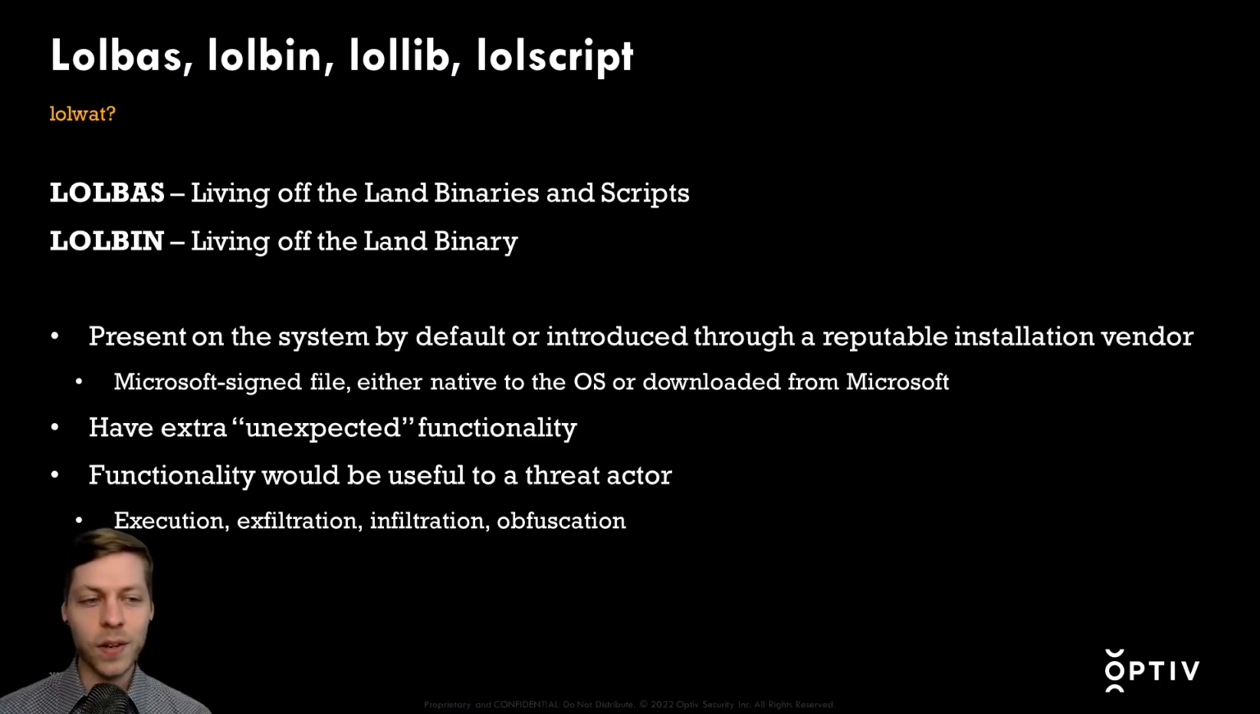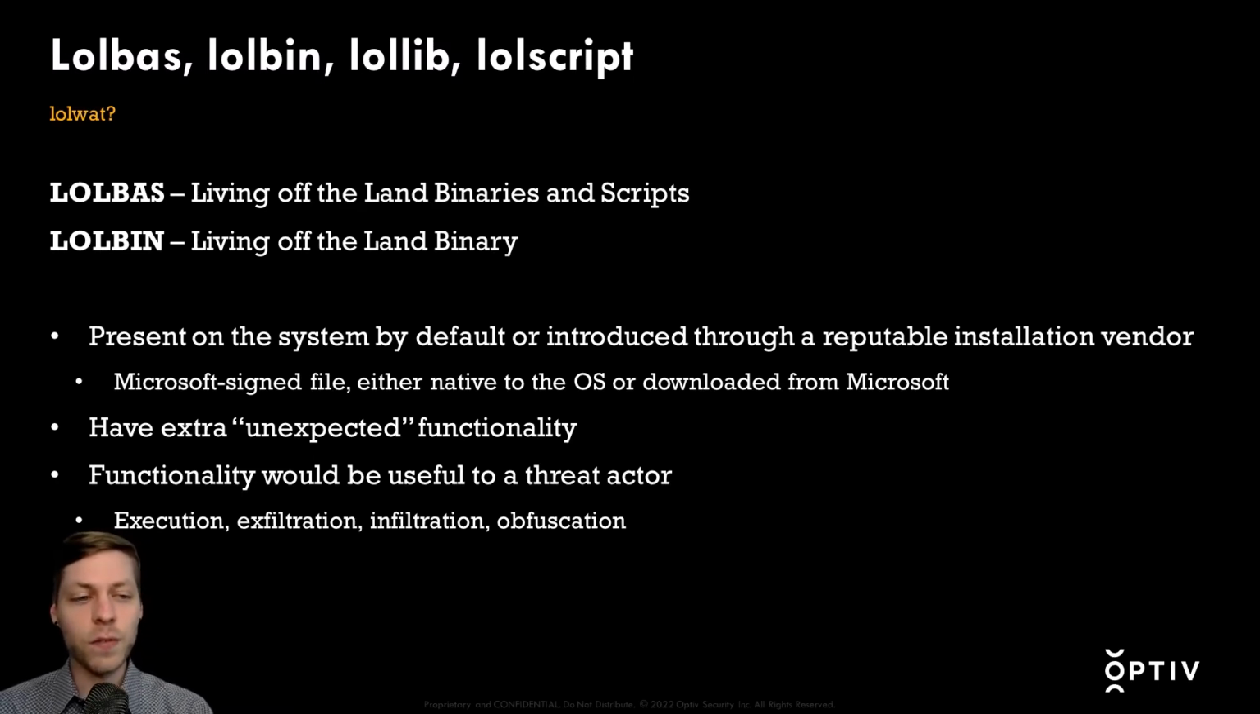And I'm not positive if there is some kind of established baseline or criteria for what makes something a LoLBAS, but this is kind of the criteria that I use most often. The first being that it needs to be present on the system by default or introduced through some kind of reputable installation vendor. A good example of on the system by default would be PowerShell. It's on most Windows systems. It's usually not blocked in a lot of environments either. And then an example of one that might be installed by a reputable vendor could be something like FileZilla. If your corporate IT puts that on the base image and it goes out to all the machines, it's there by default within that environment.